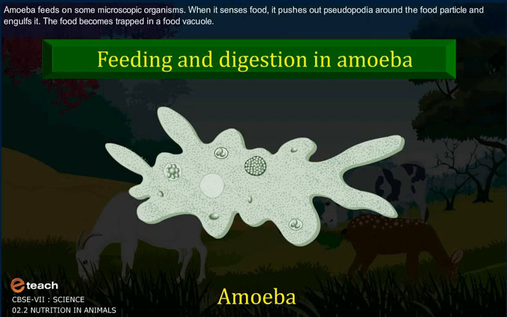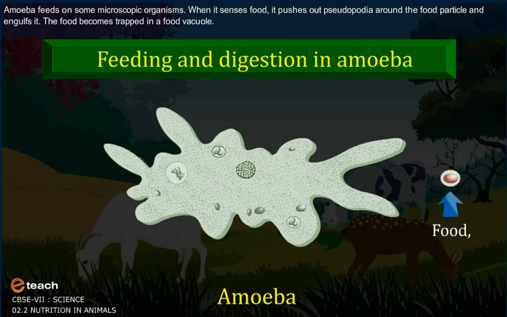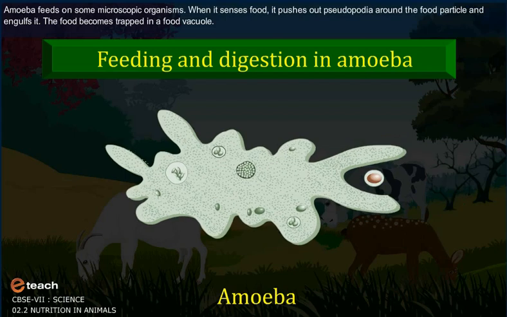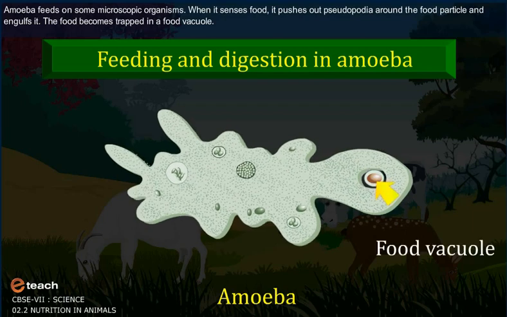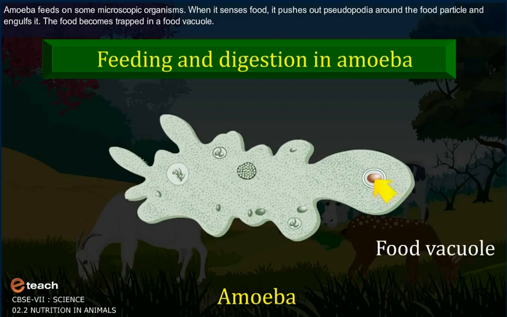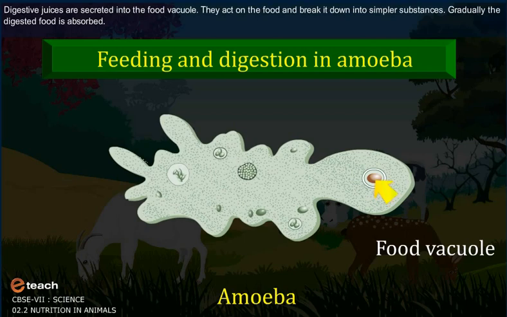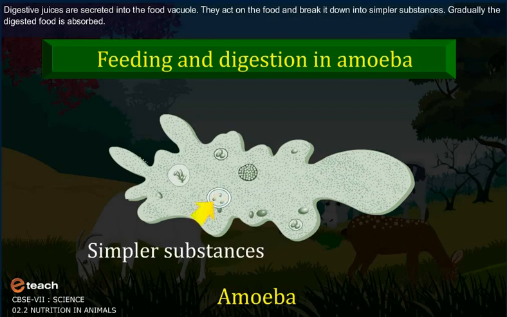Amoeba feeds on some microscopic organisms. When it senses food, it pushes out pseudopodia around the food particle and engulfs it. The food becomes trapped in a food vacuole. Digestive juices are secreted into the food vacuole. They act on the food and break it down into simpler substances.